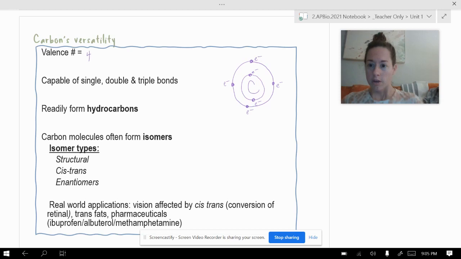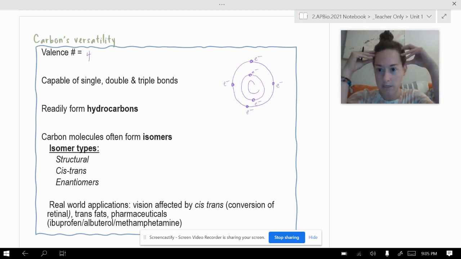In order to complete its outer shell, remember from last time, we want to get to 8 electrons. So carbon's going to do that by sharing its electrons with other elements so that it can get to 8. Carbon is really prone to covalently bond, which is important for these molecules. We need them to be strong. We need them to not break apart, except when we're digesting them from our food. But that's what's important about carbon.